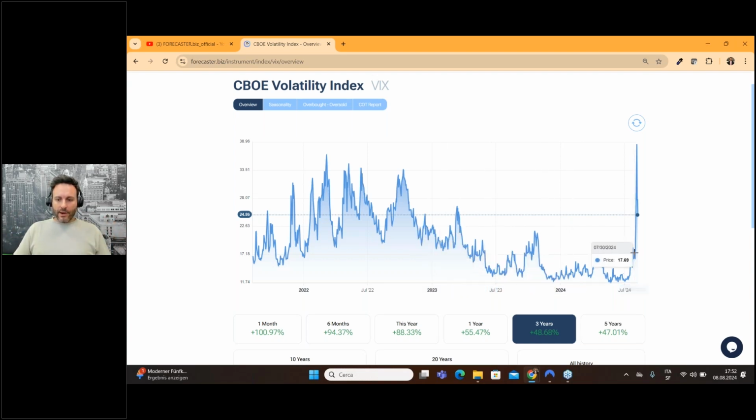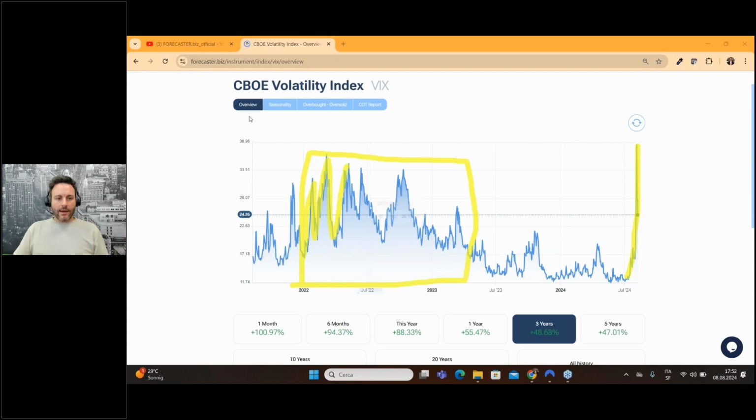If we compare this spike in the volatility index to the 2022 period, we can see a very different behavior for the volatility index. Here we have a spike which rose a lot in just 2 days. Here we have a very slow movement. And look what is happening.